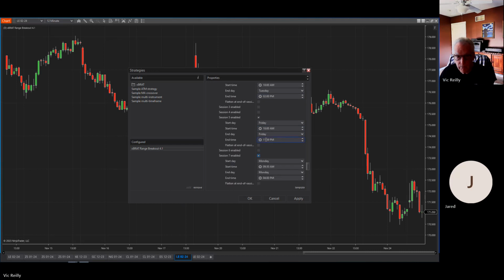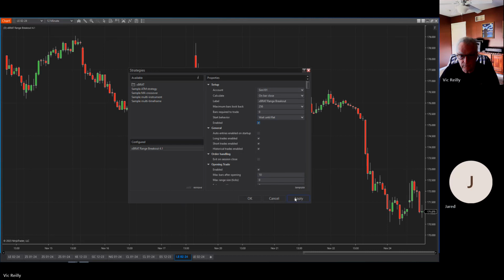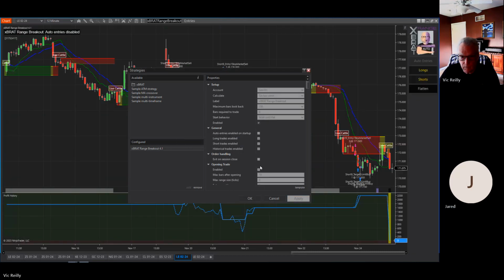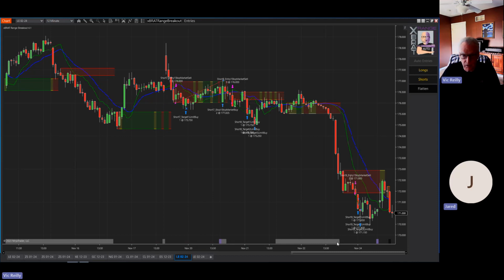Oh, there we go. All right, hit apply. Yep. Okay, open up the report. Oh, you can see these gray bars on the charts. That's the times that trades aren't being taken, based on the information I just put in there. Those are the time frames that aren't being traded.